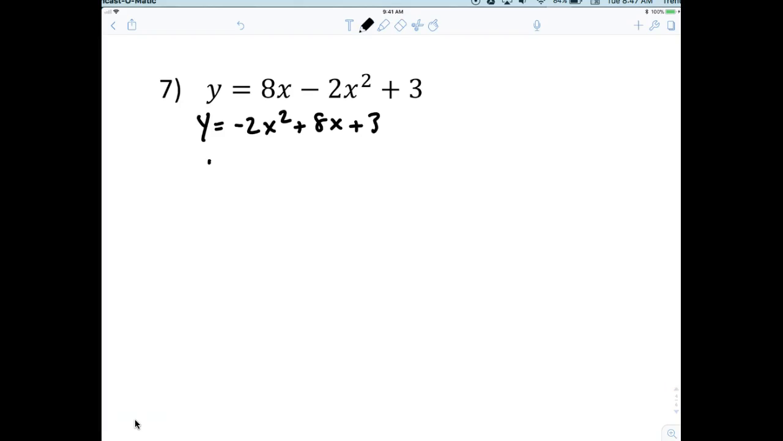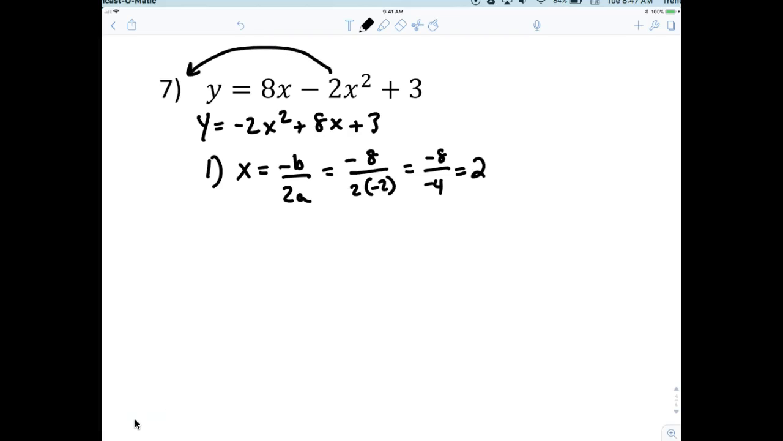Step number 1. X equals negative B over 2A equals negative 8 over 2 times negative 2. Negative 8 over negative 4 is 2. Agree? Quick. So when you moved it around, how come you didn't change the sign? Did you hear that? Okay. Because, again, I did not move it over here. I just switched the order. That's all. I just switched the order.